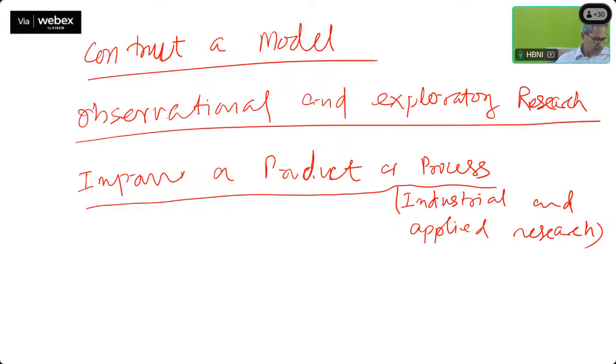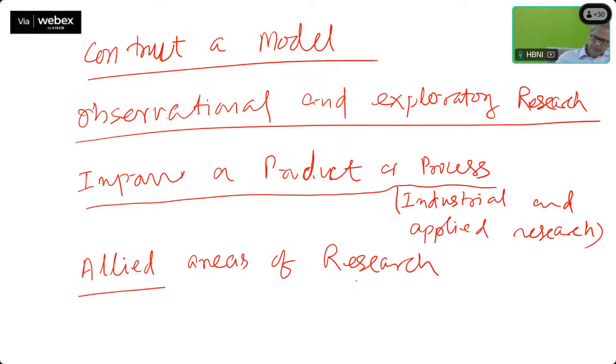So after this, I can just group certain things as allied areas of research. There are many additional skills and areas of research possible. So maybe one is pure mathematics.